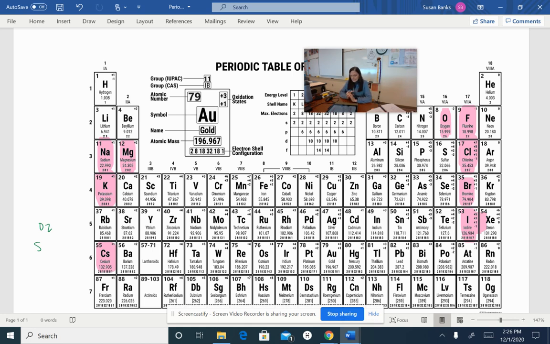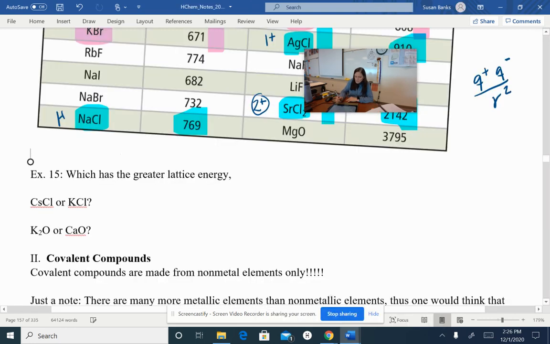So what are we going to look at? That's right. We are going to look at the radius. Remember, the radius is inverse. So we're looking at the smaller radius having the higher lattice energy. Which one has the smaller radius? That is right, potassium. So we would expect potassium chloride to have the higher lattice energy. I want you to go and look at potassium oxide or calcium oxide and determine which one is going to have the higher lattice energy. Okay?